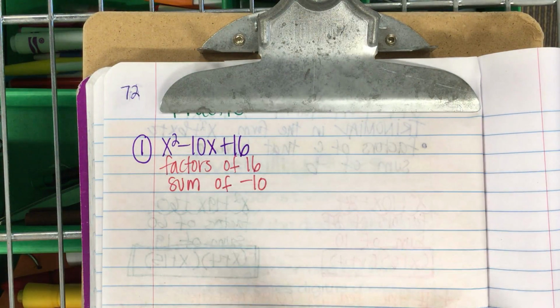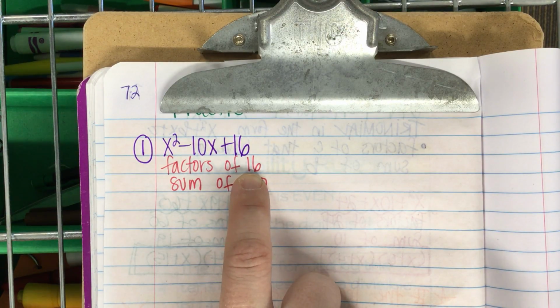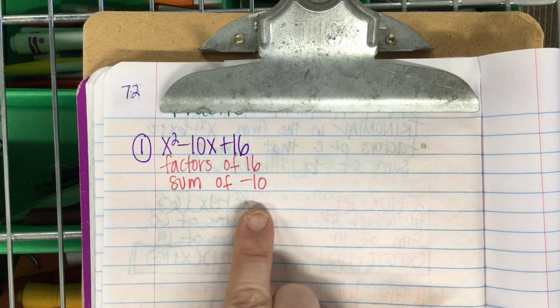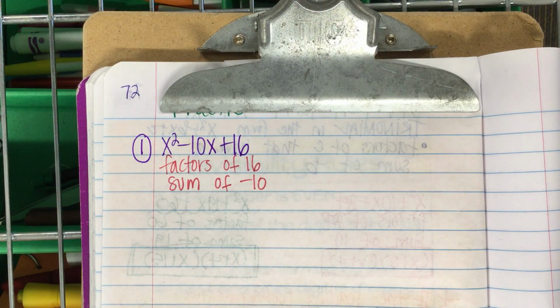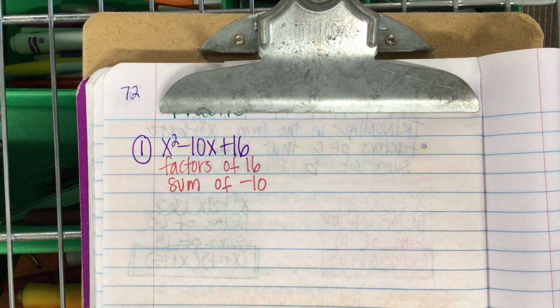A negative. I know that I need a positive answer when I multiply and a negative answer when I add. So a positive answer when you multiply is either a positive times a positive or a negative times a negative. What times what equals 16, but when you add them, you get negative 10.